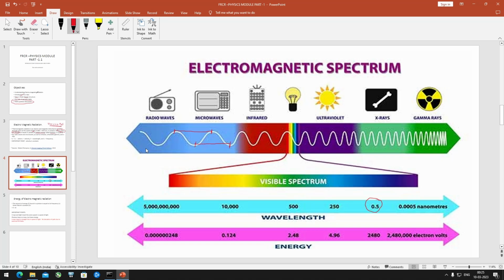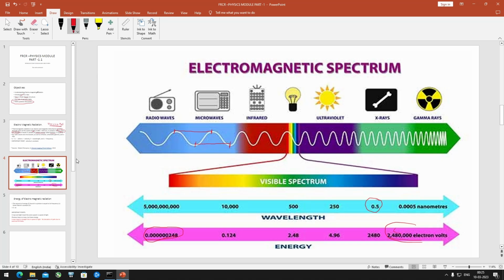But energy, see the difference between the energy. As you can see here, the energy of radio waves is very less. Meanwhile, in gamma rays, the energy is so high. So what does it say? Energy is inversely proportional to wavelength.